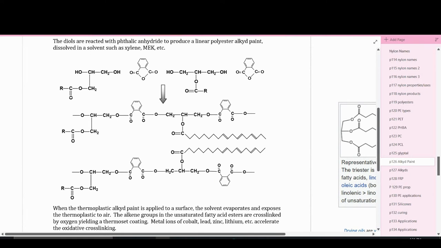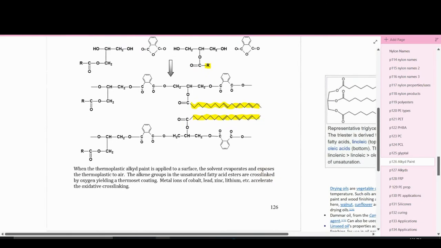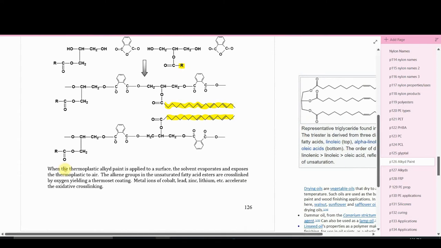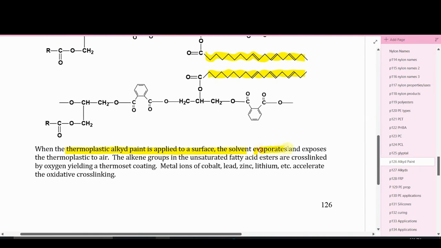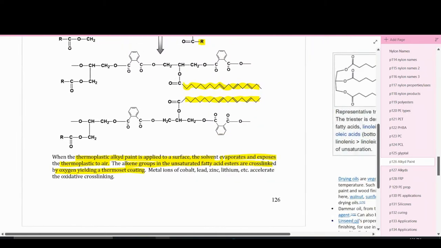It's a thermoplastic. And what I've simply done here is taken this R group and now expanded it to show you. Remember that R group is not just a simple alkyl group. It's a 12 to 20 carbon long fatty acid that's typically unsaturated, as in linoleic or linolenic. So when the thermoplastic alkyd paint is applied to the surface, the solvent evaporates and exposes the thermoplastic to air. The alkene groups in the unsaturated fatty acid esters are cross-linked by oxygen, yielding a thermoset coating.